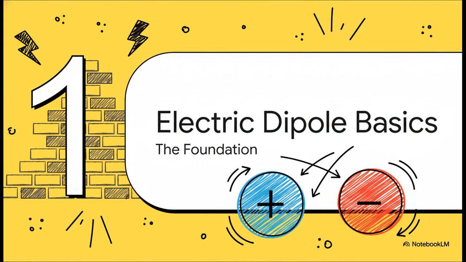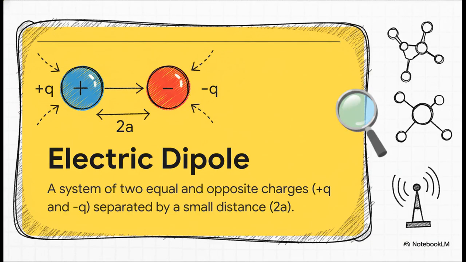Okay, first things first. Before we can derive anything, we have to build a solid foundation. I mean, you can't calculate the field if you don't really get what a dipole is, right? This part's quick, but it's absolutely crucial. So what is an electric dipole?